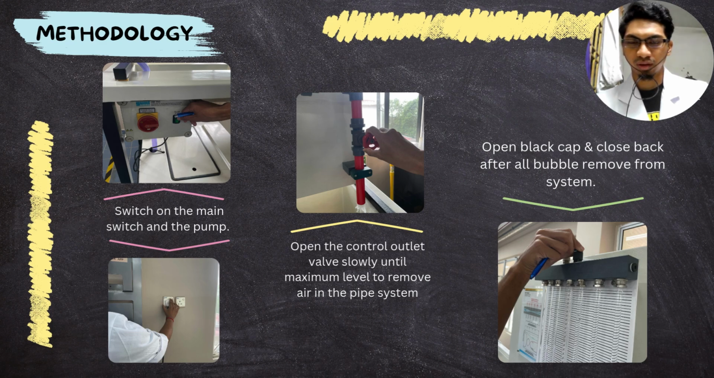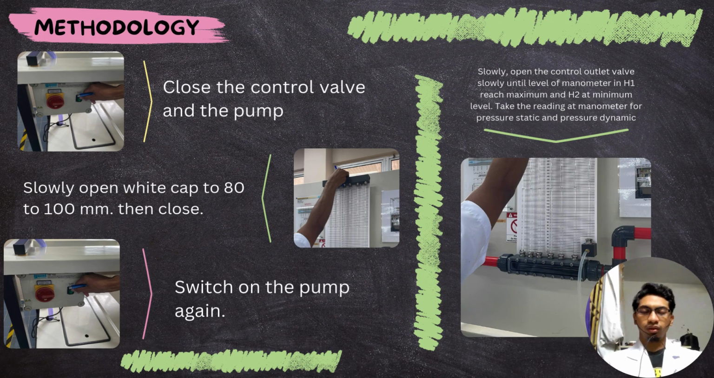To remove air from the pipe system, we must open the black cap and close it back after all the bubbles are removed from the system. After we remove all the bubbles and air from the pipe system, we must close back the control valve and the pump. After that, we must slowly open the white cap.